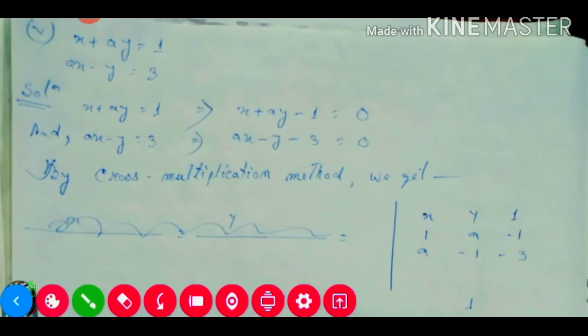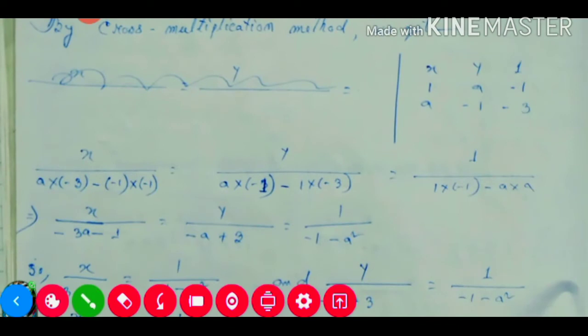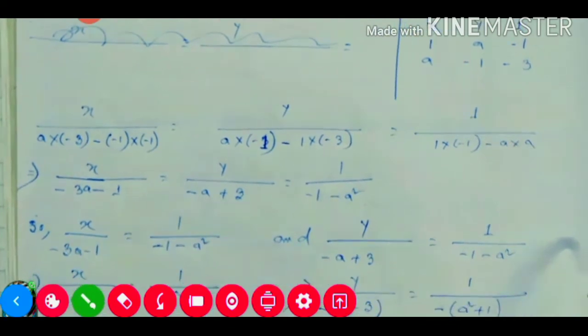Now we apply our cross multiplication method. So we know for x, we omit x and take top one and down one. So a into minus 3, a into minus 3. Then in the middle we need to give a minus sign. Then down 1 into top 1. Down is minus 1, top is also minus 1. So minus 1 into minus 1.